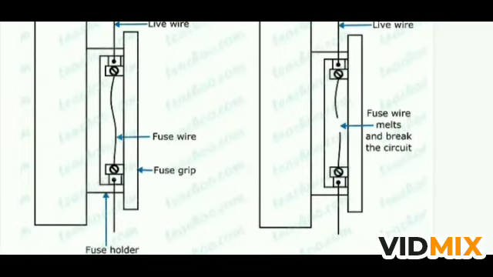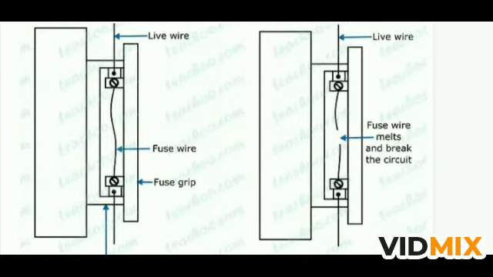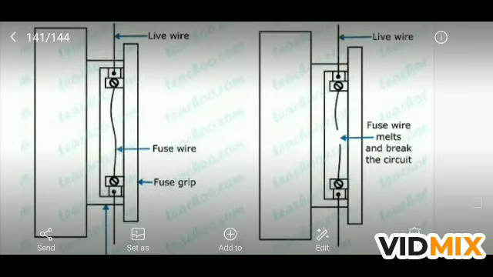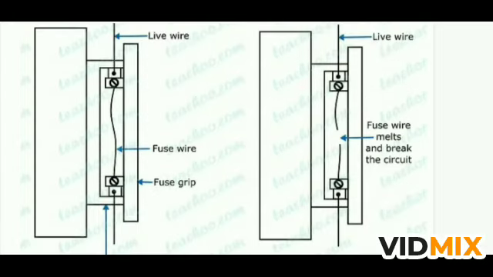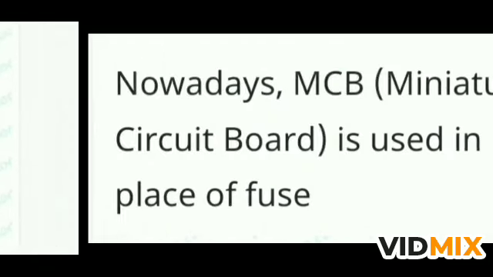This is a figure of the fuse. If you see, the live wire is connected with the fuse wire. Whenever there is a large current, the heat flows and the fuse wire melts. If you see the second figure, the fuse wire melts and breaks the circuit. So what will happen? The current will not move into the appliances and the appliances will be saved. This is the way the fuse wire is connected with the fuse.